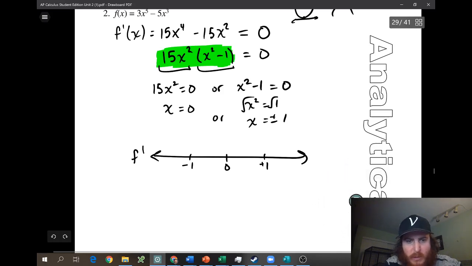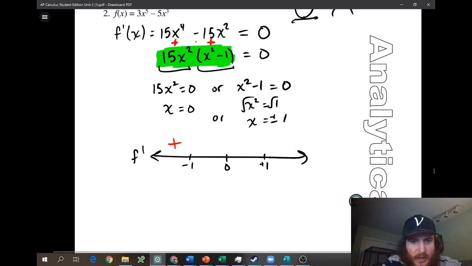So remember, we're plugging in numbers in our head. A number smaller than negative 1 is, say, negative 2. So we're going to plug in negative 2 in our head. Negative 2 squared is positive, and times 15 is positive. So I'm just going to put a little plus here. And then negative 2 squared is 4. 4 minus 1 is positive. So what we're doing is a positive times a positive, and a positive times a positive is a positive answer.